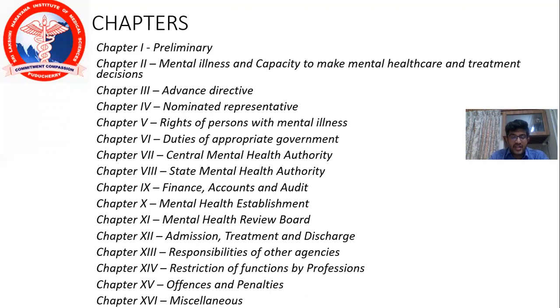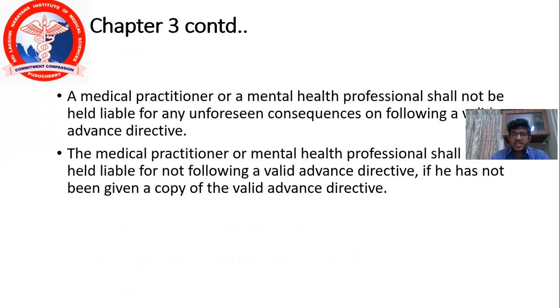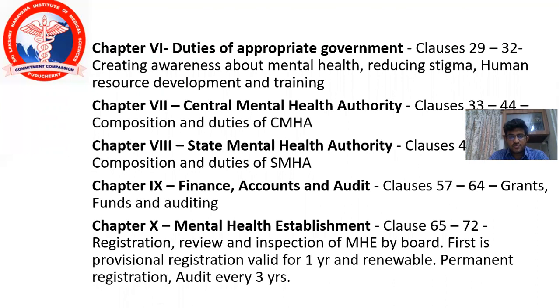Chapter 9 deals with finance, accounts, and audit. Chapter 10 deals with the mental health establishment. Chapter 11 deals with the mental health review board. Chapter 12 deals with the admission, treatment, and discharge of patients. Chapter 13 deals with the responsibility of other agencies. Chapter 14 deals with the restriction of functions by professionals. Chapter 15 deals with offenses and penalties. And chapter 16 deals with the miscellaneous items. That is in brief our Mental Health Care Act that was established in 2017.